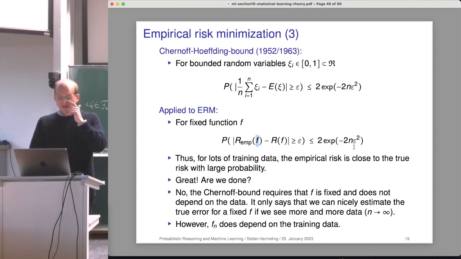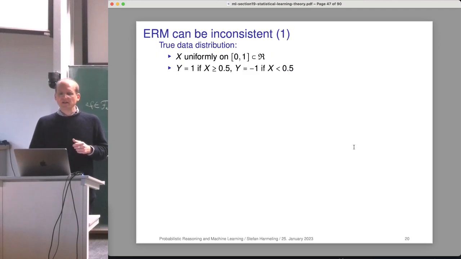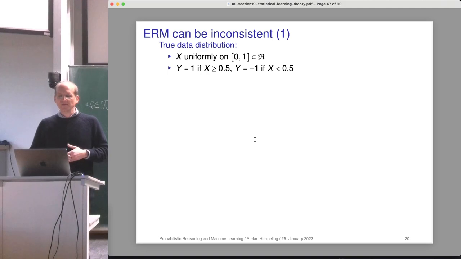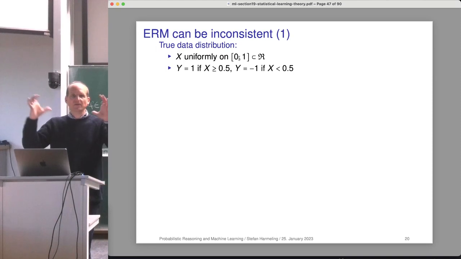In particular, one can even show that the ERM principle can be inconsistent. So this looks like some consistency result. However, it's assuming that the f is fixed. But here comes a simple algorithm where we show that by minimizing the empirical risk, we can get some wrong result. And here's the example. So suppose we are having a location uniformly on the interval from 0 to 1, and the top half is one class, and the bottom half is the other class, okay? So that is our distribution P.